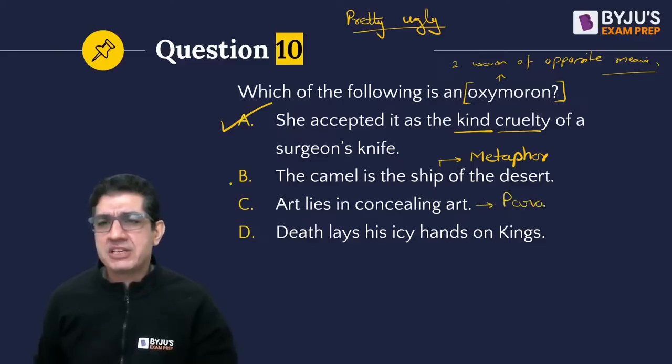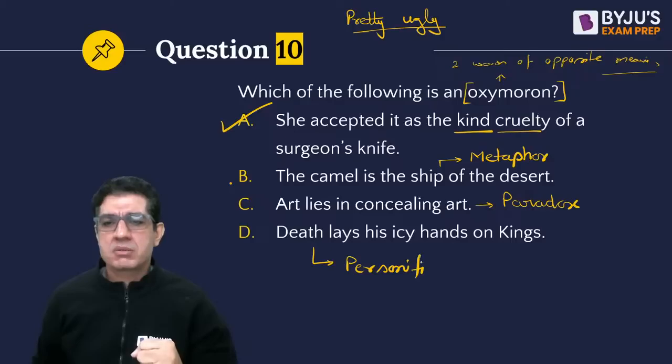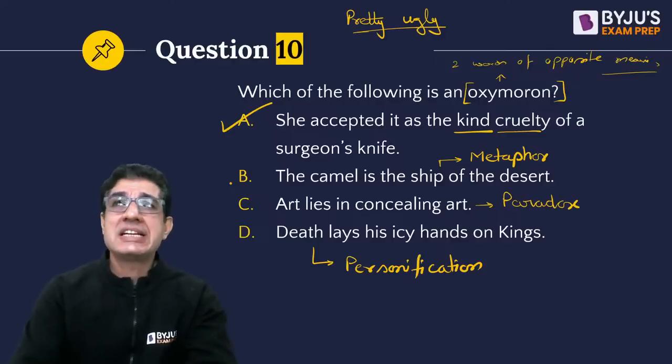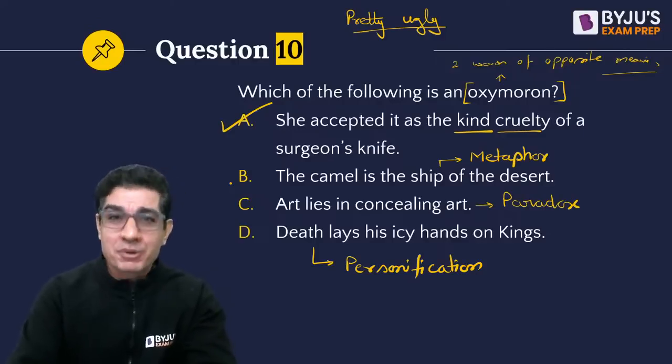As a figure of speech, we'll call this a paradox. And if you look at D, death lays his icy hands on kings. This is going to be personification. So when you treat an inanimate object as a person, you call it personification. If you give an inanimate object human feelings, you also call it pathetic fallacy.